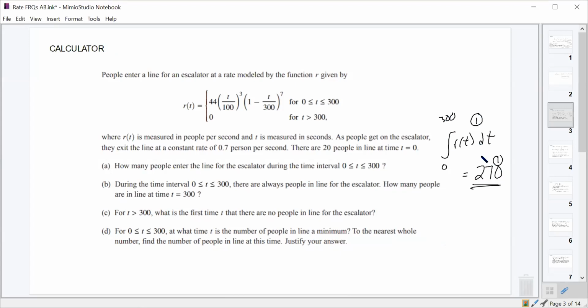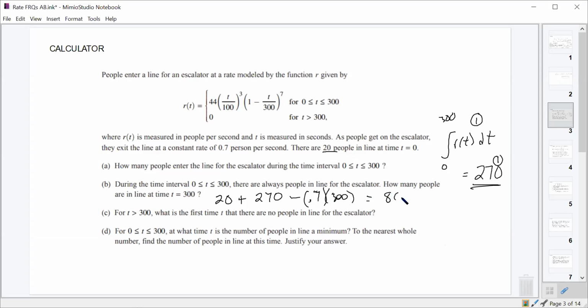Okay, part B. During the time interval 0 to 300, there are always people in line for the escalator. How many people are in the line at t equals 300? Well, we have 2 different things to deal with here. One is that at the beginning, there were already 20 people. And then how many people entered the line in those 300 seconds? Well, 270. And how many people left the line? 0.7 of them every second. Right? So minus 0.7 times 300. And what did that come out to be?